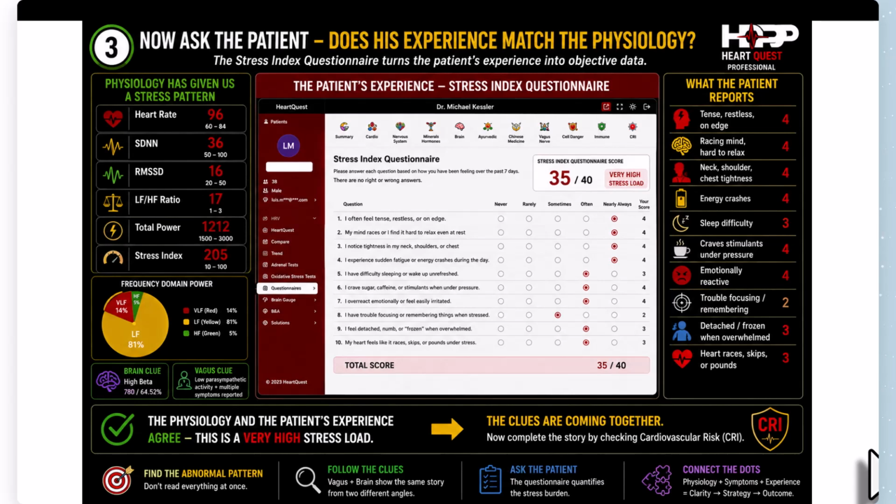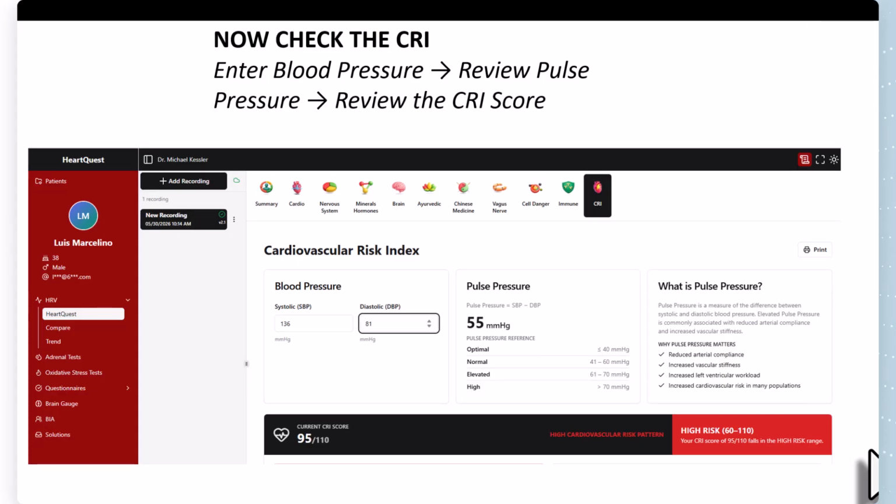Okay. So we look at all this and we go, okay, because he's got a high sympathetic overdrive situation, we're looking at all this stuff. I think we better look at the cardiovascular risk index. And for you, if you click on the last icon there that's in black, you will come down to this screen. And on this screen, you put in their blood pressure, and it's going to calculate it for you. It's going to calculate the pulse pressure, and it's 55.